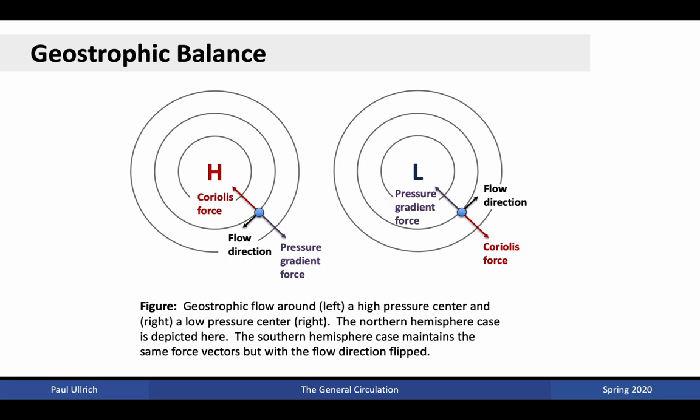Both of these flow directions work in the northern hemisphere. In the southern hemisphere, the same force vectors are maintained, but the flow direction is flipped because the Coriolis parameter is negative in the southern hemisphere. This discussion of geostrophic balance will be relevant when we assess the connection between zonal wind speeds and the pressures of the atmosphere.